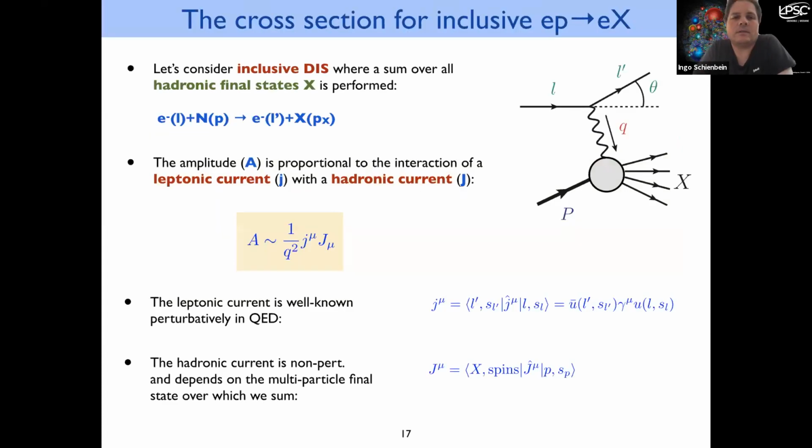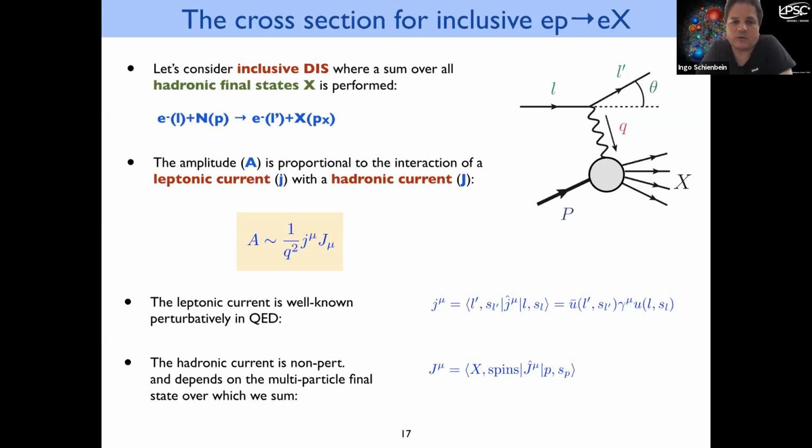So let's consider now inclusive DIS, where we perform a sum over all the hadronic final state X. For definiteness, we look at electron nucleon going to an electron with four-momentum l prime and hadronic final state X with four-momentum P_X. Then the amplitude of this process can be calculated as a current-current interaction. So we have a leptonic current, small j, a hadronic current, capital J, and then a 1 over Q square factor due to the photon propagator.